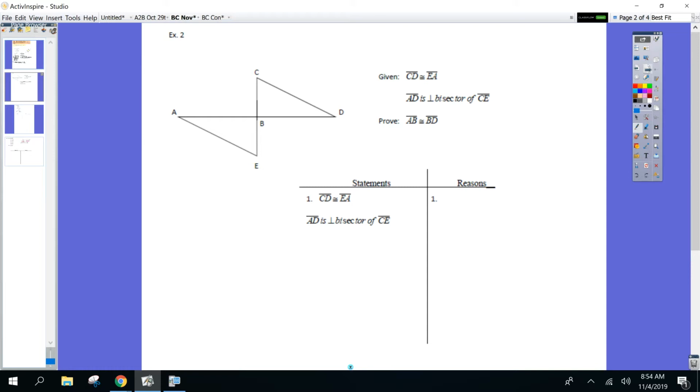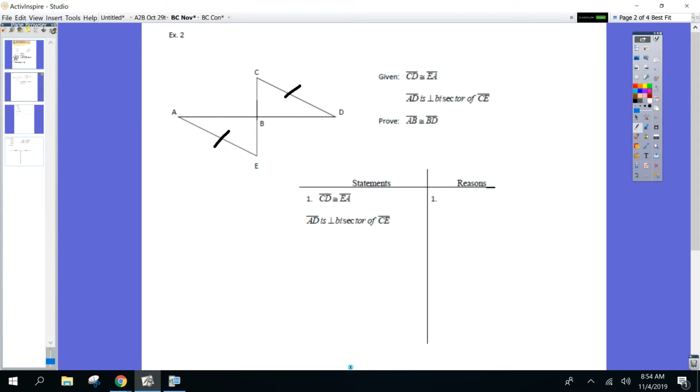All right, couple reasons this is a little tougher. One of the givens is a little unique, a little different than what we're used to, but I think we can handle it. And the proof statement doesn't say prove triangles. All right, so let's get our diagram marked. CD is congruent to EA. Got it. All right, going to turn it over to you guys now.